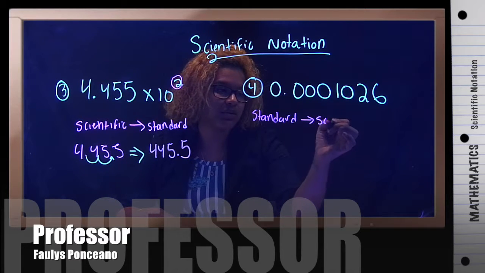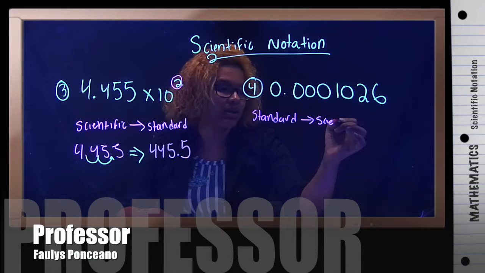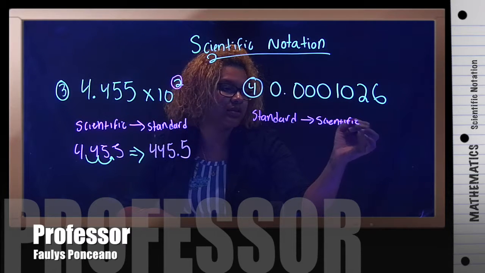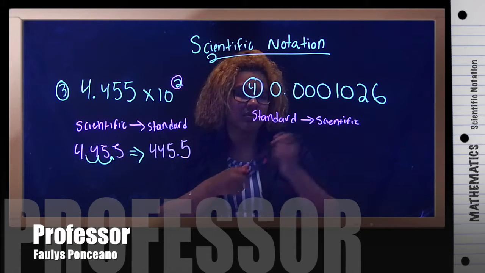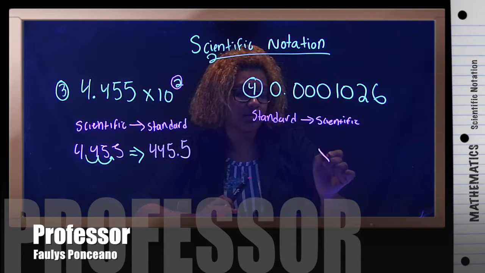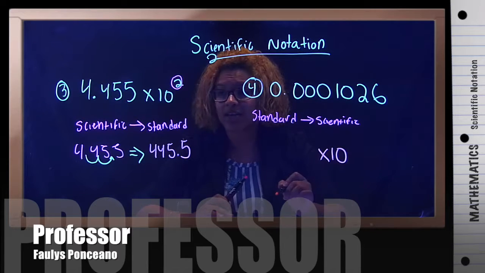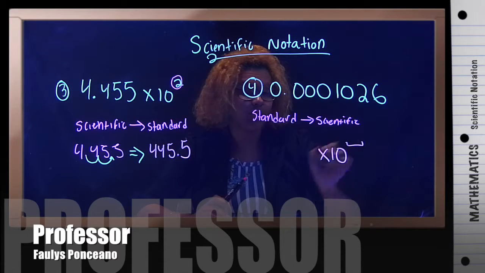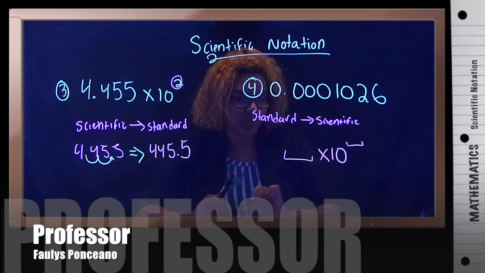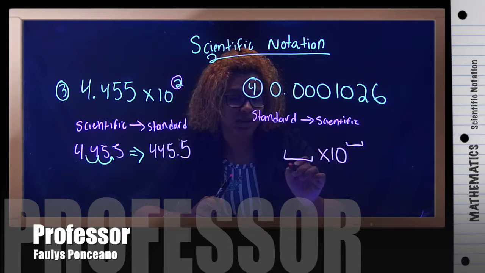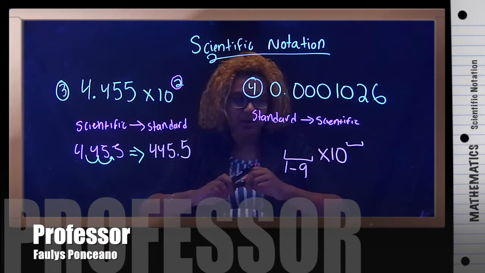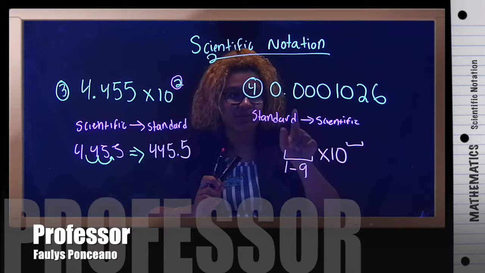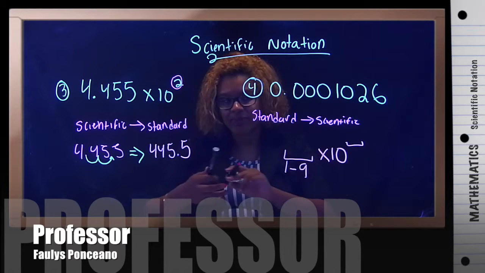In this example, I'm going to go from standard to scientific. So you need to have the number times the base 10, you're going to need to have the exponent, and you're going to need to have a number. Now the number that goes here has to be from 1 to 9. It cannot be smaller, it cannot be larger. The exponent can be positive or negative depending on where you're moving.